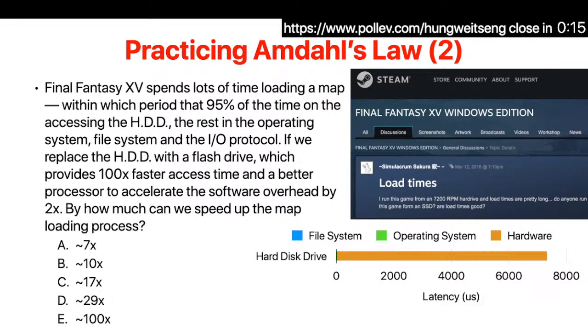Wrap up in 15 seconds. 5, 4, 3, 2, 1. Time is up. Okay, so now why don't you go ahead and discuss with your friend within 2 minutes and vote again so that I know you guys are done.